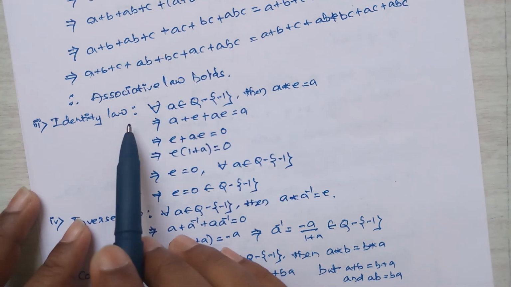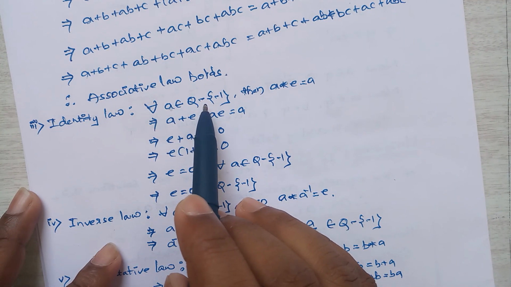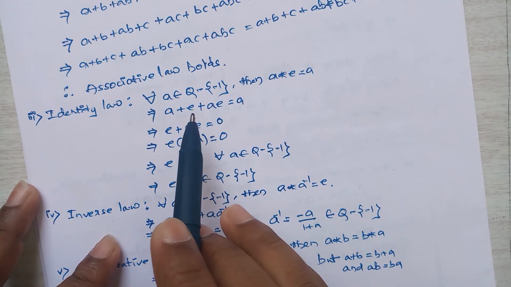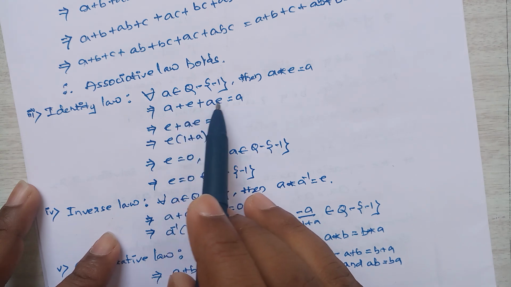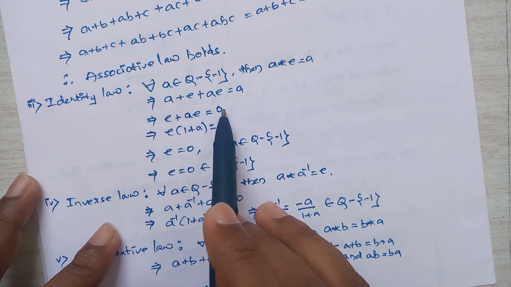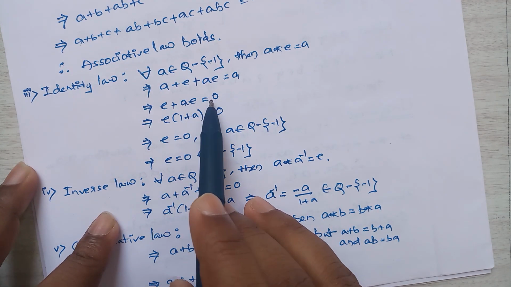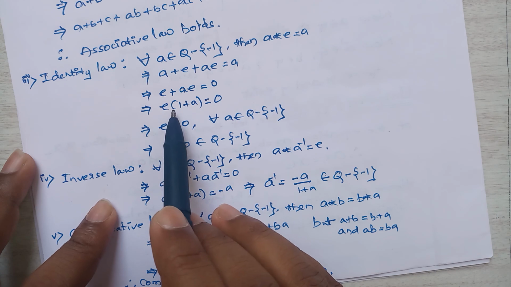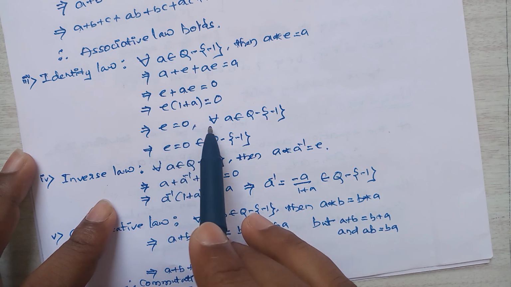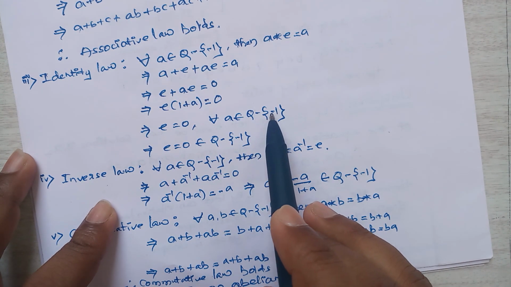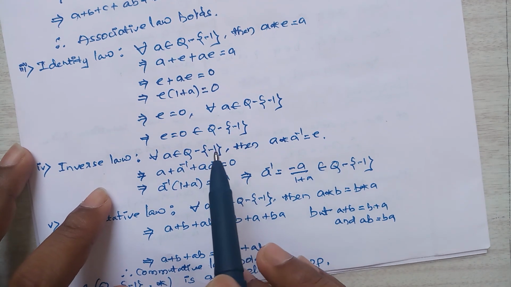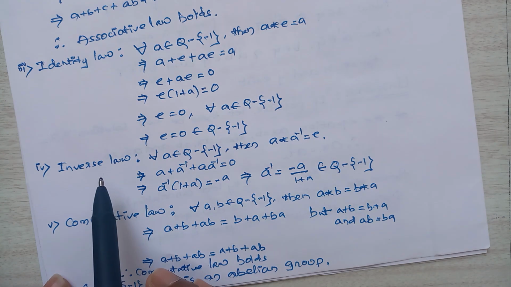Next, identity law. For all a belongs to Q minus of 1, a star e is equal to a. So using this I can write a plus e plus ae is equal to a. So a minus a is 0, so e plus ae is equal to 0. This implies that e into (1 plus a) is equal to 0. That implies that e is equal to 0, and a belongs to Q minus of 1. Therefore e is equal to 0 belongs to Q minus of 1. So here your identity law holds good.